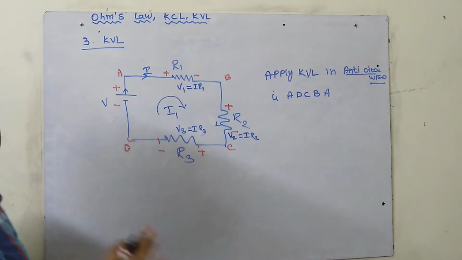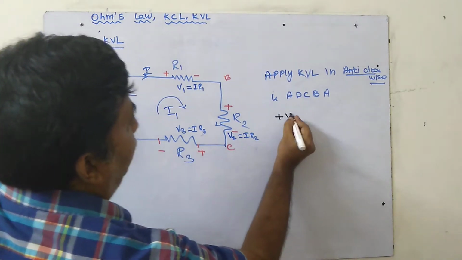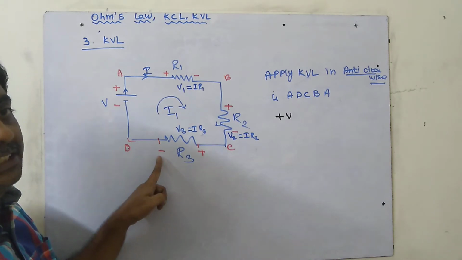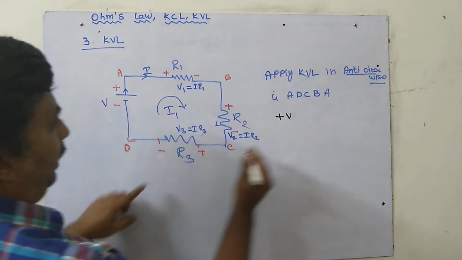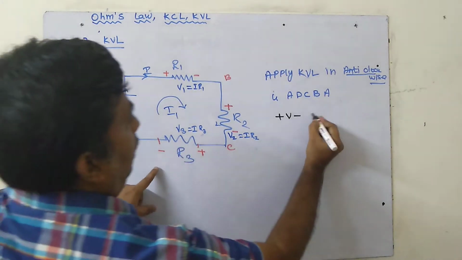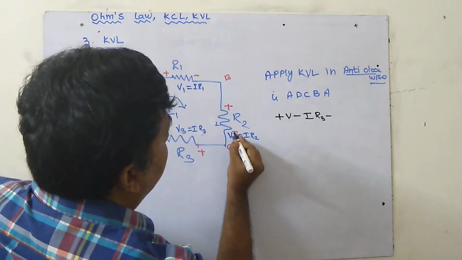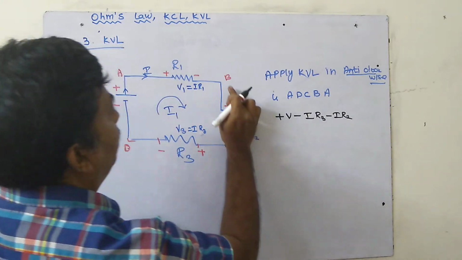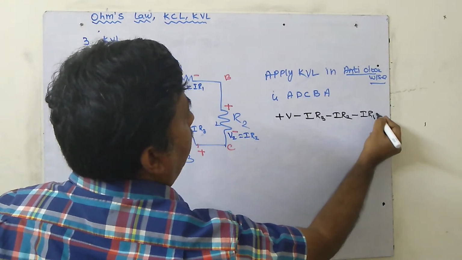For simplicity I am saying, when coming to A, which is coming first? Plus is coming. So plus V, potential rise. Coming to this thing, minus is coming first, so it's potential drop. That we have to write as minus. I should not write R3, R3 is resistance. What is the voltage? Minus I into R3. Minus, why? Because first is coming, go like this, minus I into R2, then I am going by this way, and which is coming first? Minus is coming, minus I into R1 equal to 0.